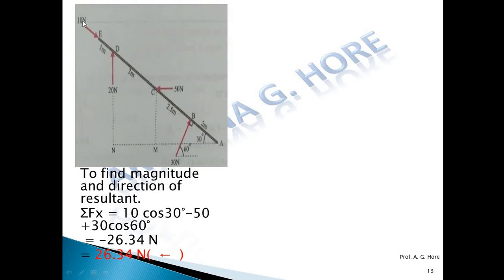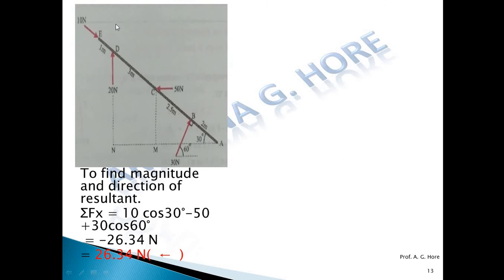Now this force at point E, the 10 Newton force, is acting along this bar AE. So if the angle of the bar AE is 30 degree with horizontal, this force is also making the angle 30 degree with horizontal. So we get the angle of this 30 Newton force at B and the 10 Newton force at point E. Now apply summation Fx. Consider this 10 Newton force, which has the angle 30 degree with horizontal, and this is the fourth quadrant force. So x component of this force is towards right side.